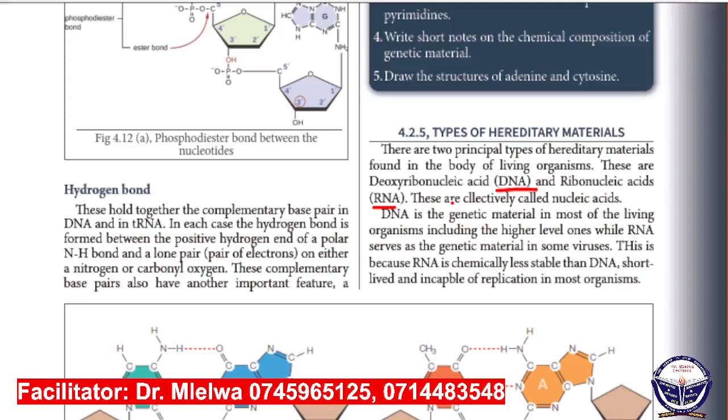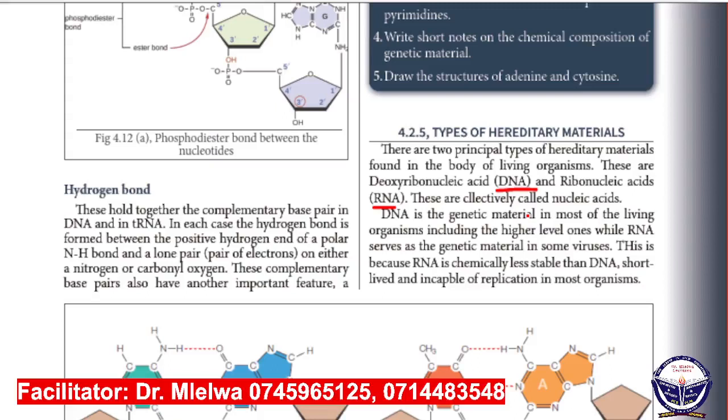So these are collectively called nucleic acid. And why are they called nucleic acid? It is because they are located in the nucleus of the cell. So the term nucleic acid is used simply because these volatile materials are located inside the nucleus of the cell. Unaona bwana? So DNA is the genetic material in most of the living organisms, including the higher level ones, while the RNA serves as the genetic material in some viruses.